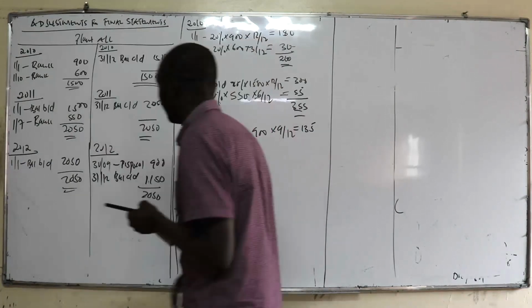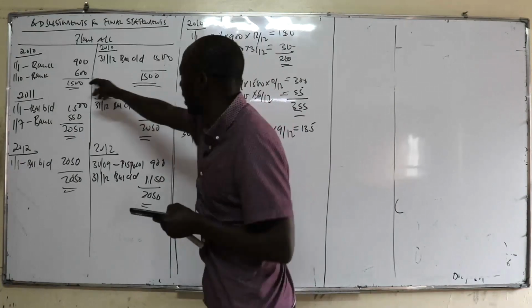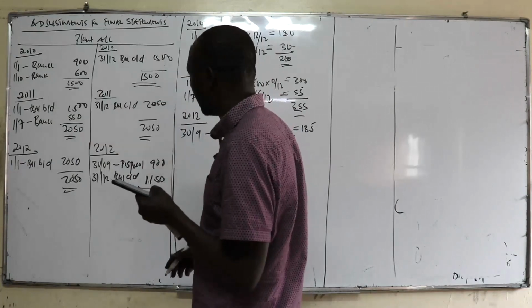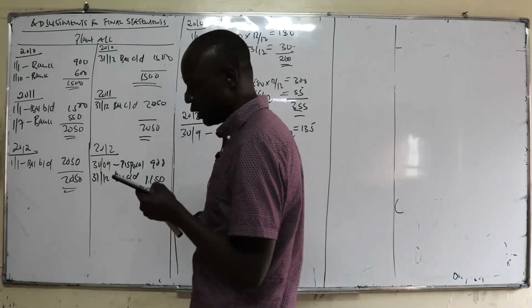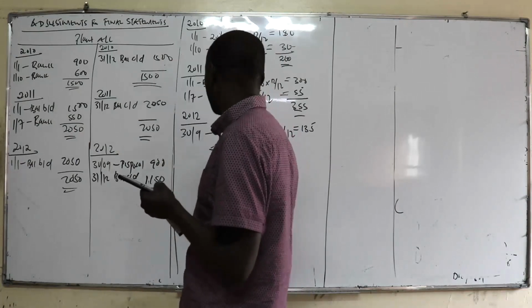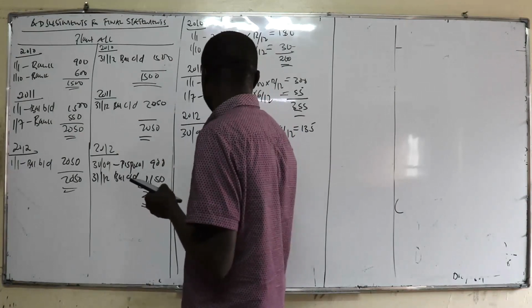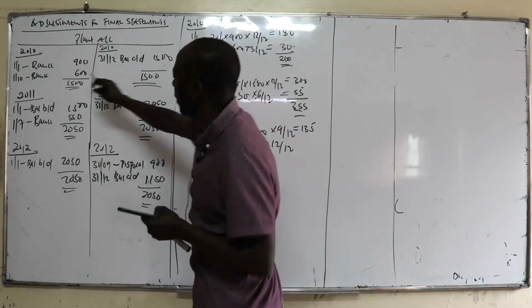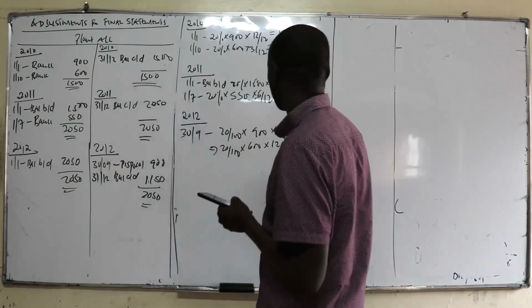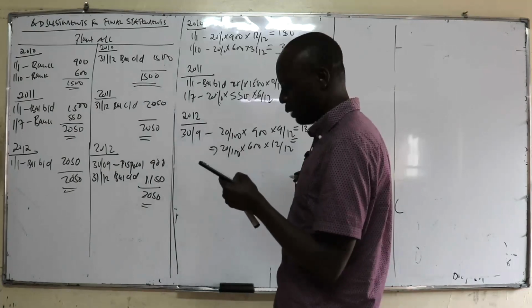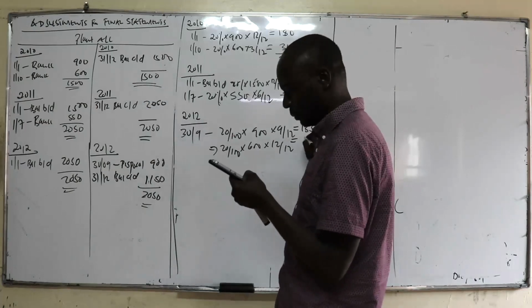135. Then that other one that was there also, 600. Remember, there are two that were acquired in 2010, this one is still there. So we have another one. This is 20 out of 100 times 600 times 12 out of 12. This one is still there. That one will give us a total of 120.